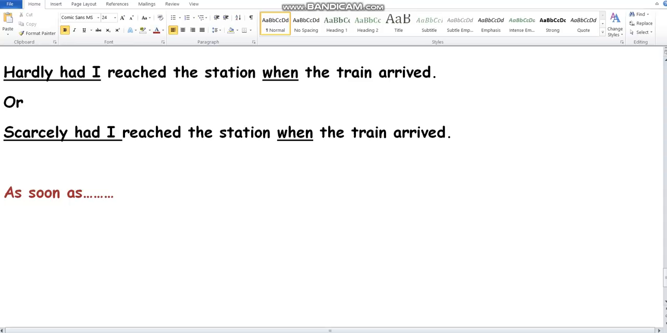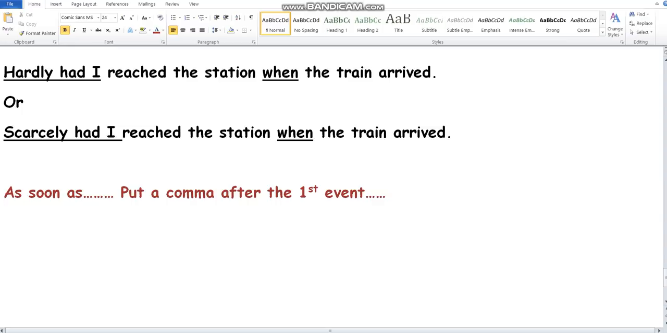While converting a no sooner sentence into as soon as, remember, just like no sooner introduces the first event, in as soon as we write the first event first. And in as soon as you have to put a comma. You begin with as soon as, you write the first event, the first part of the sentence, and then you put a comma. Then you write the thing that happened immediately after that.